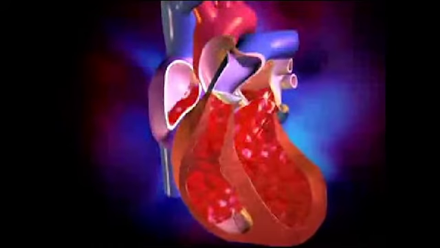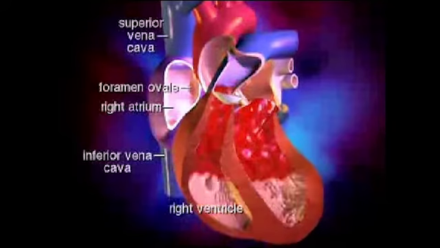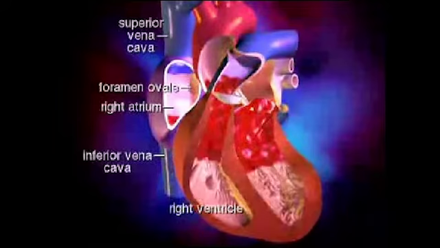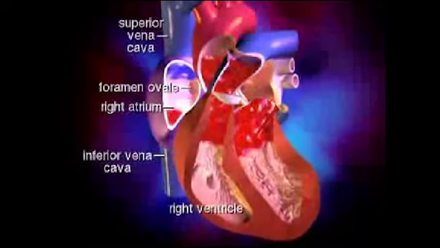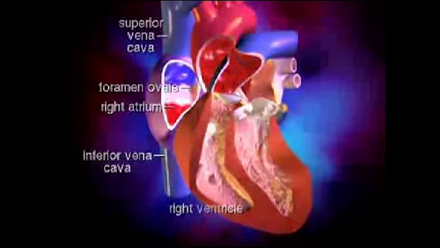In normal prenatal circulation, the right atrium receives both oxygen-rich and oxygen-poor blood. Oxygen-rich blood arrives from the mother through the inferior vena cava. Oxygen-poor blood arrives from the body of the fetus through the superior vena cava. The blood mixes in the right atrium.